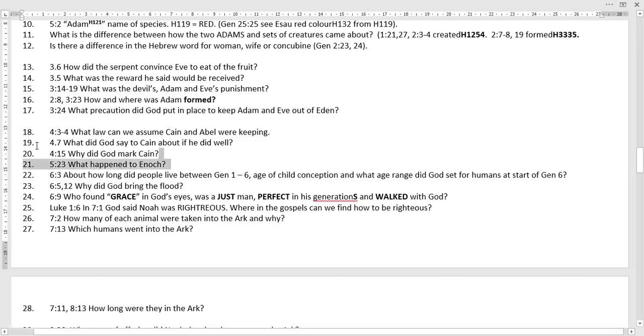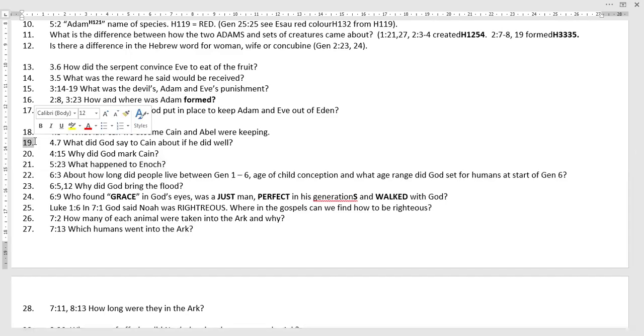The reason I use the word assumed is because it doesn't clearly state, but we can assume that. Question 19. What did God say to Cain about if he did well? If he did well in 4:7, it'd be accepted. If thou doest well, shall thou not be accepted? And if thou doest not well, sin lieth at the door, and unto thee shall be his desire, and thou shalt rule over him.